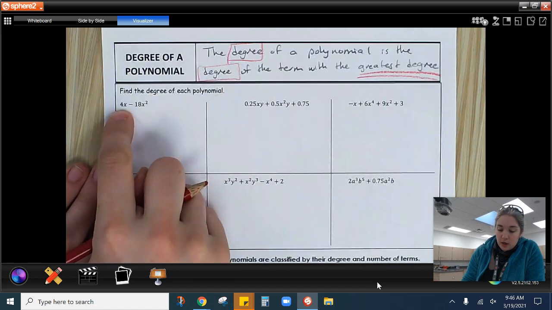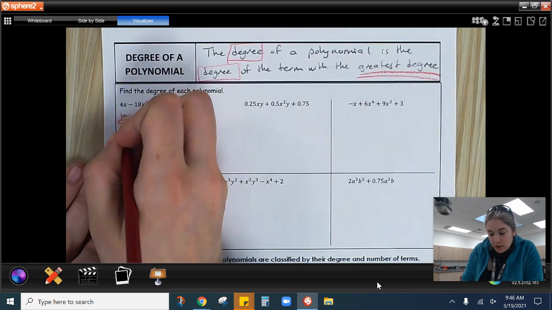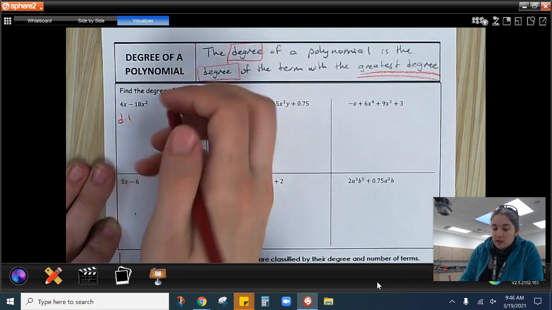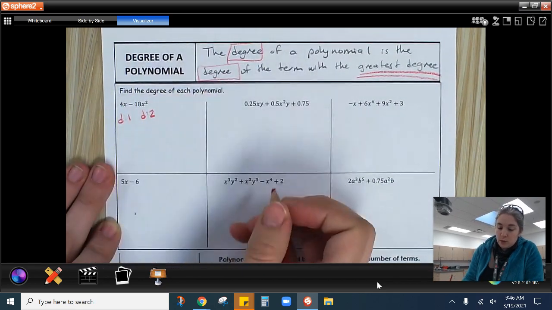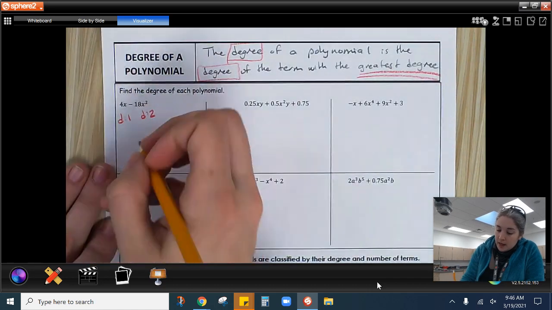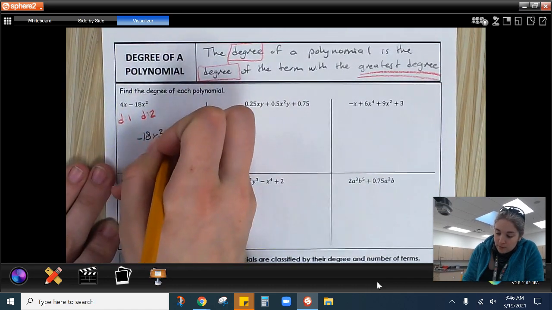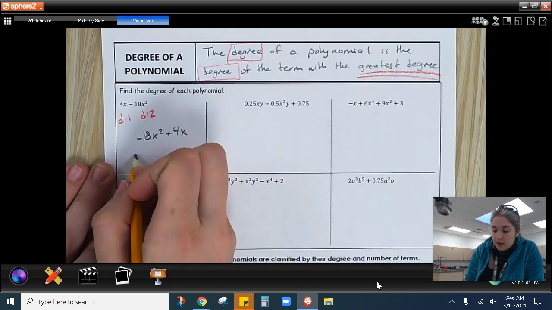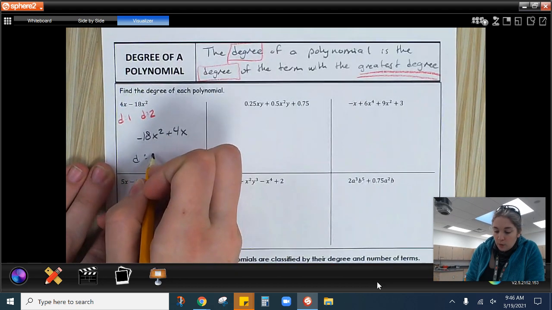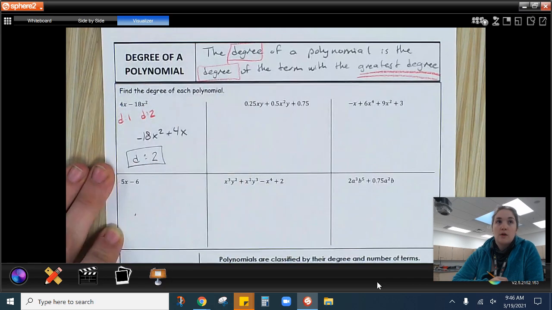So for our first term here, we've got 4x. That has a degree of 1. And then we've got negative 18x squared. So this has a degree of 2. So when I rewrite it in standard form, I would have negative 18x squared plus 4x. And the degree overall would be 2. That is the degree overall.